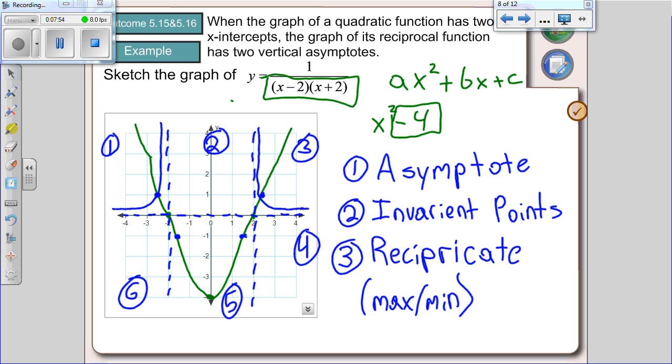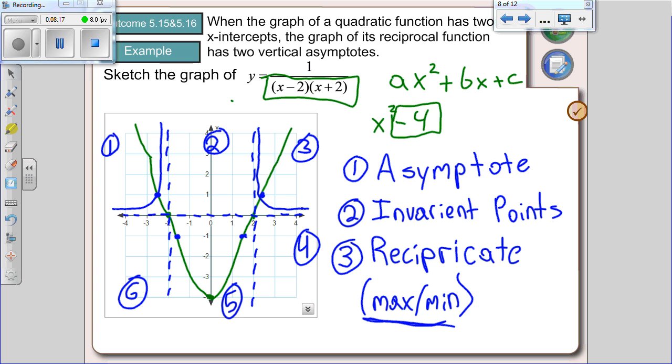If I look in section 4, is there anything to reciprocate in section 4? No, so nothing should appear in section 4 either. If I look in section 5, is there something to reciprocate? Yes, and the key to this one is there's a maximum point. So we need to reciprocate that maximum or that minimum point first.